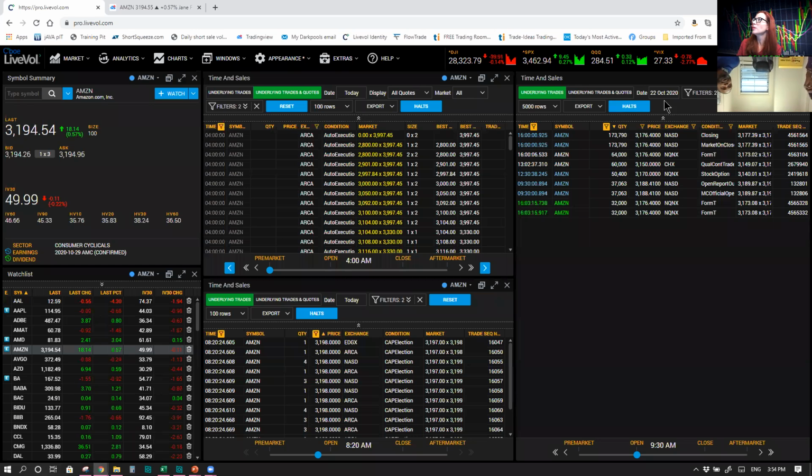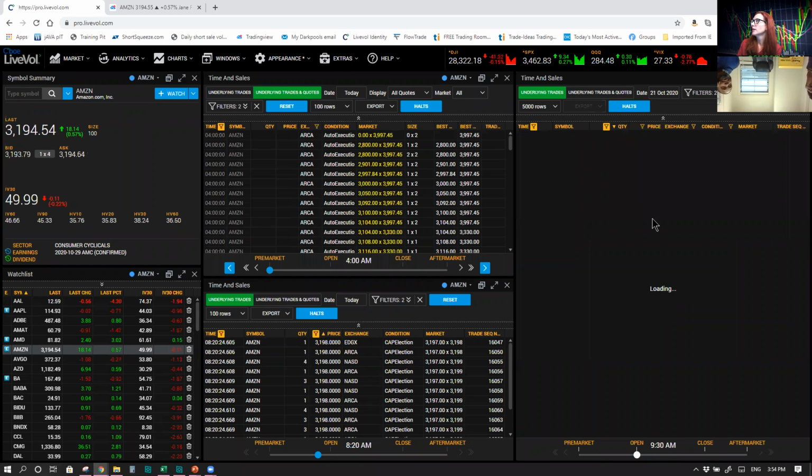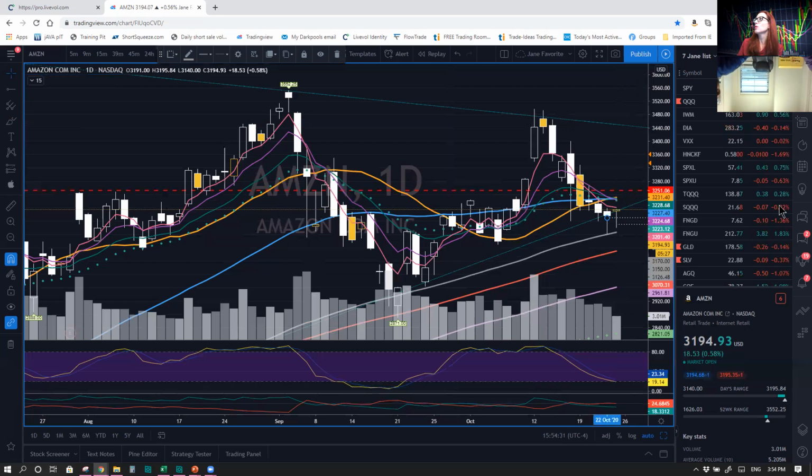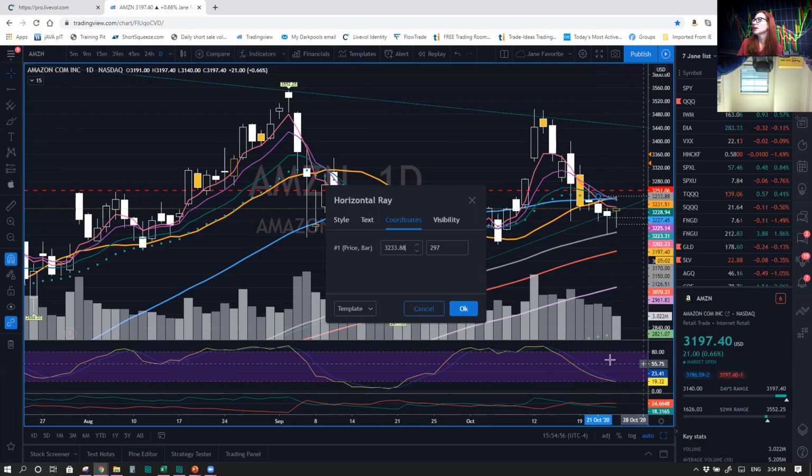Let's see. Do we have any more prints? On the 21st, ignore. Okay. 50,000 at 3,220. That was the exact same number. So maybe they shorted it the day earlier at 3,220. It was the exact same amount. So there's a good chance that they shorted it up here at 3,220 and covered the next day.